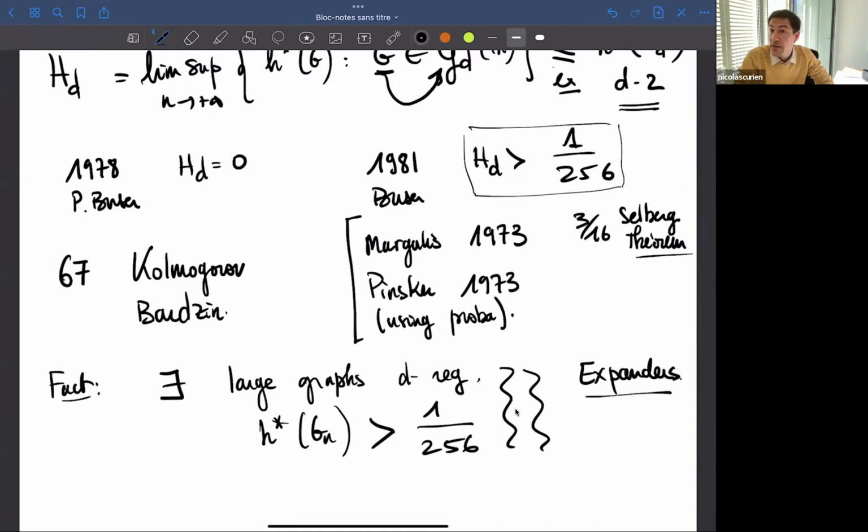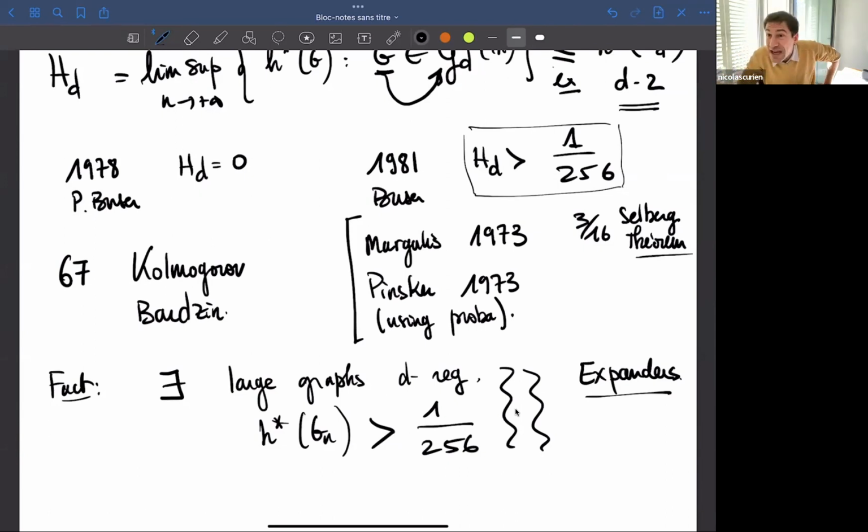Why expanders? Because if you look at processes on them, the processes have a tendency to blow up exponentially. Think of an epidemic. If you start an epidemic on this graph and the epidemic propagates along the edges of the graph, if you have infected a region A by time t, then at time t plus 1, you will infect all the neighbors of A, and the neighbors of A by this property is at least proportional to what is in A already. So the epidemic will grow exponentially.